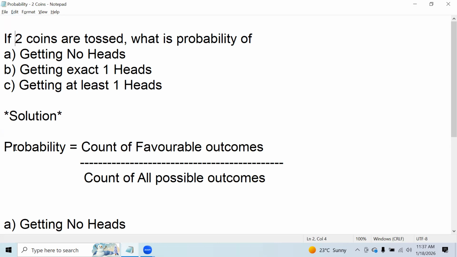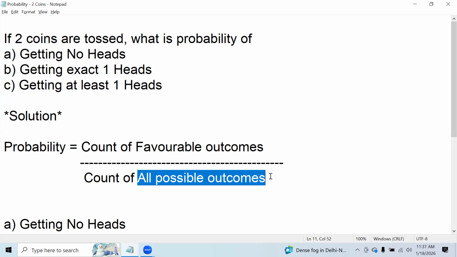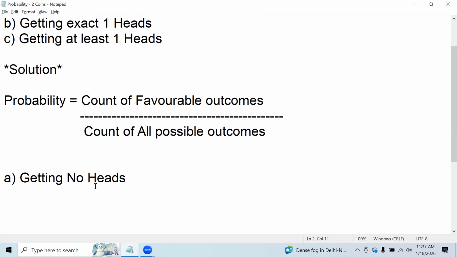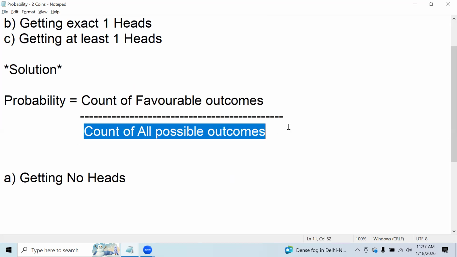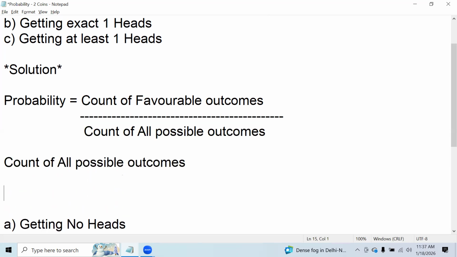First of all, let's write down the formula for probability. We know that probability is nothing but count of favorable outcomes upon count of all possible outcomes. So here in this case, we have two coins. First of all, let's find out all the possible outcomes. So let's write down the count of all possible outcomes.